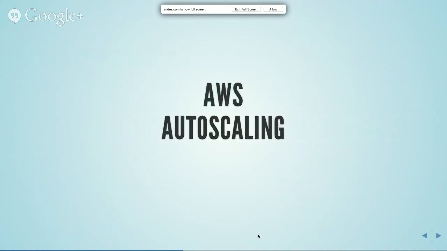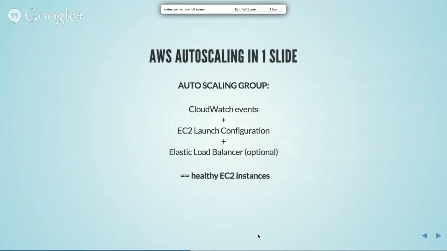I'm now going to move into how that fits into the overall architecture. For those of you that don't know about AWS autoscaling, I'm just going to give you a 10-second crash course in it. Autoscaling is available in EC2. It's one of the options under the EC2 menu. The autoscaling groups consist of a couple things. CloudWatch events, which are events based on metrics which get fired when stuff happens on your boxes or your network, that sort of thing. An EC2 launch configuration.